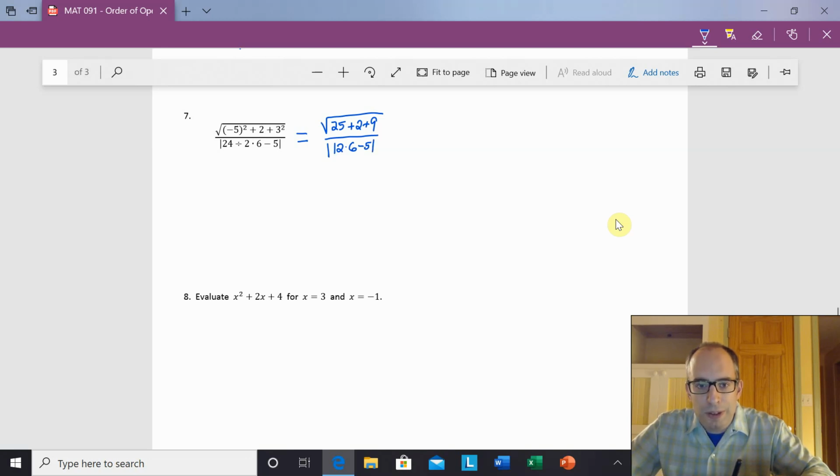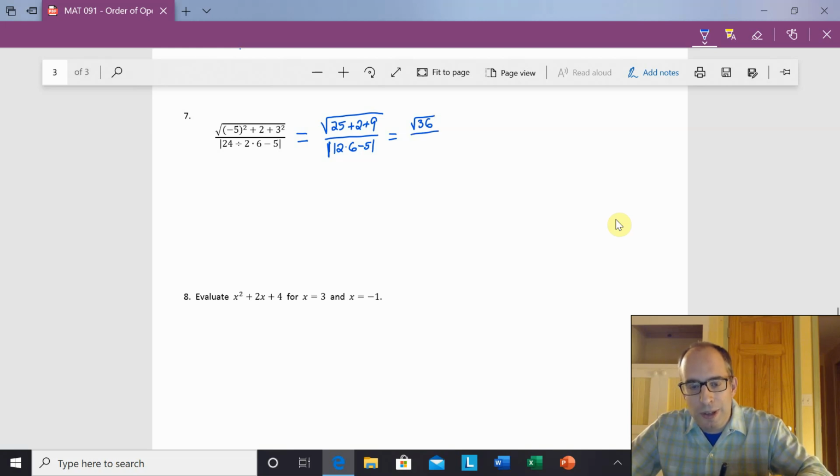And that absolute value symbol could look a little better. All right. So then, let's see, underneath the radical, we can just add all those together, and it's 36, right? 25 plus 2 is 27, plus 9 is 36. So square root of 36.